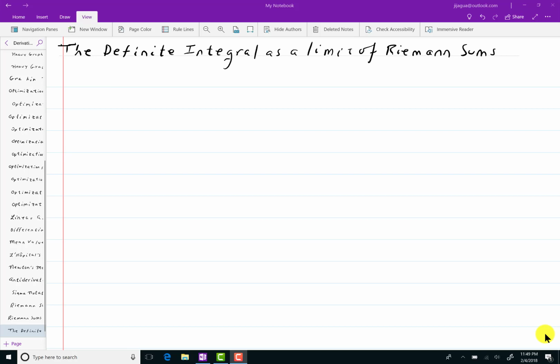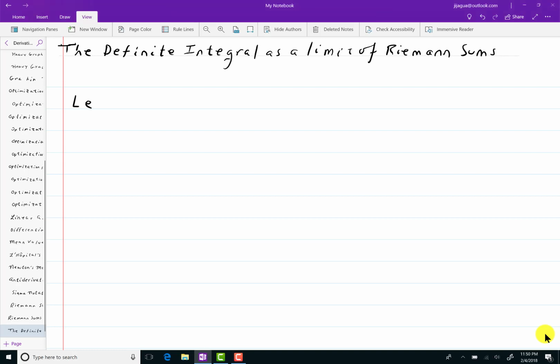Alright, continuing our discussion of Riemann sums, I'm going to start taking limits of them and showing how we get the definite integral out of that. So let me explain what we're trying to do first of all.